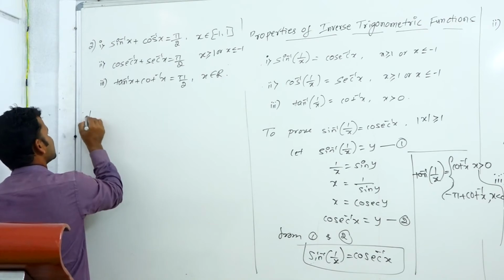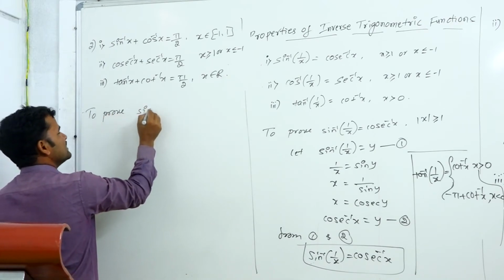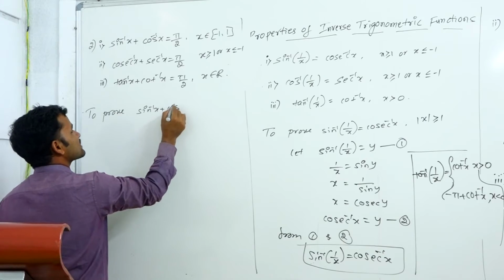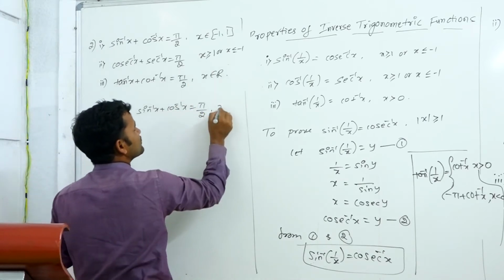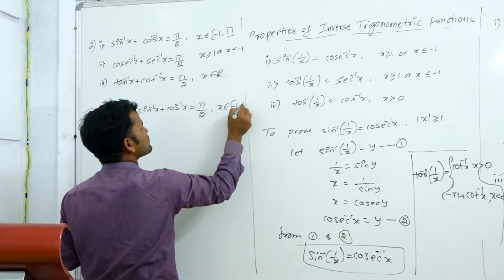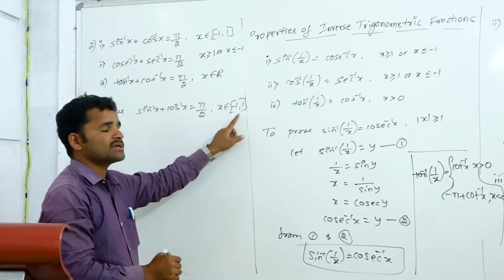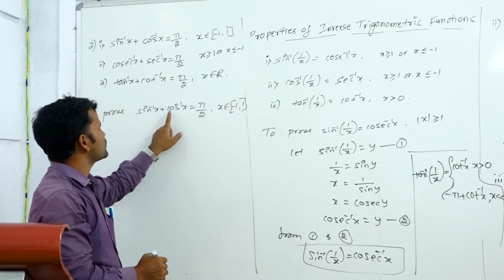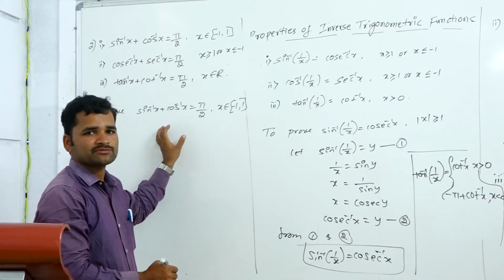These are the three important properties. Okay, let me prove that. First one, to prove sin inverse of x plus cos inverse of x is equal to pi by 2. They have given you the condition x belongs to the interval minus 1 to plus 1 because domain of sin inverse is minus 1 to plus 1 and domain of cos inverse is also minus 1 to plus 1. Within that values only we should substitute here.